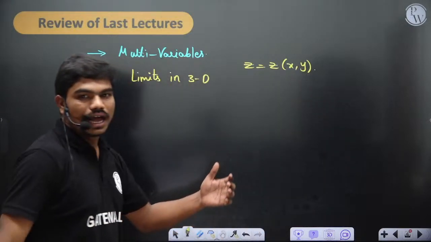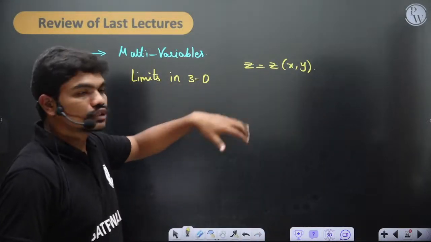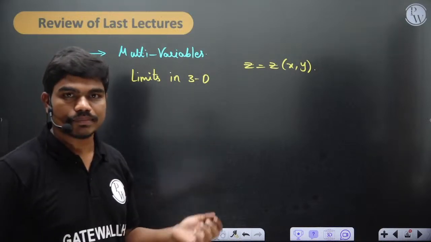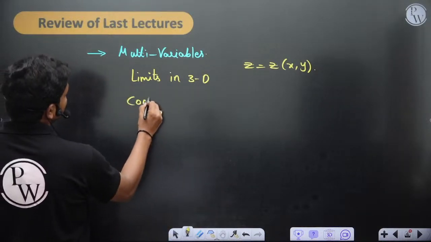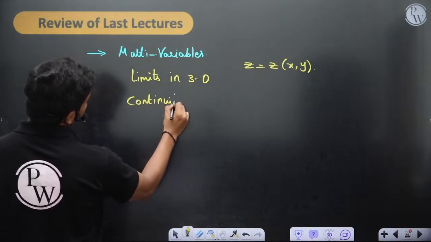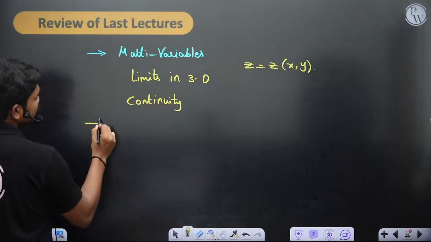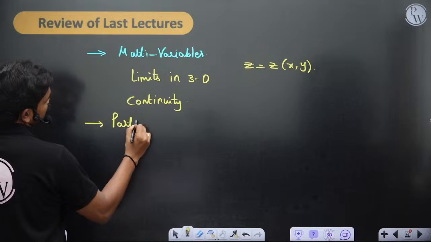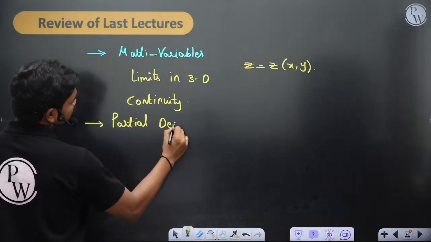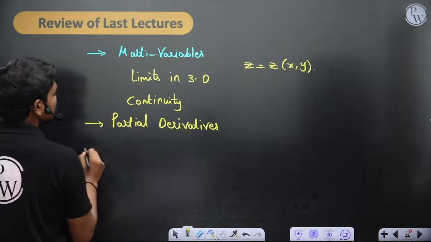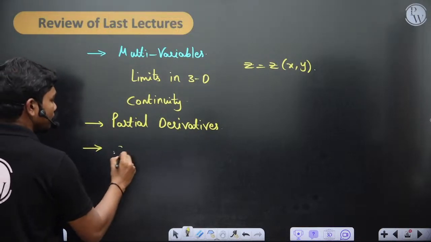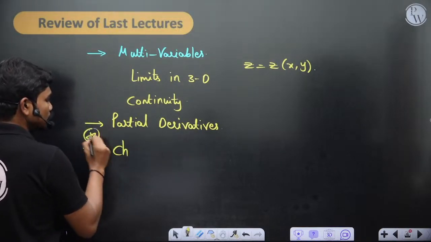In the last class I gave you the coordinate system, and I also showed you how the values of z can vary depending upon the values of x and y in the xy plane. Similarly, we have also seen the definition of continuity, and we have looked at partial derivatives, and how we differentiate a function with respect to x and y. And also we have seen a very important thing in fact, the chain rule of differentiation.